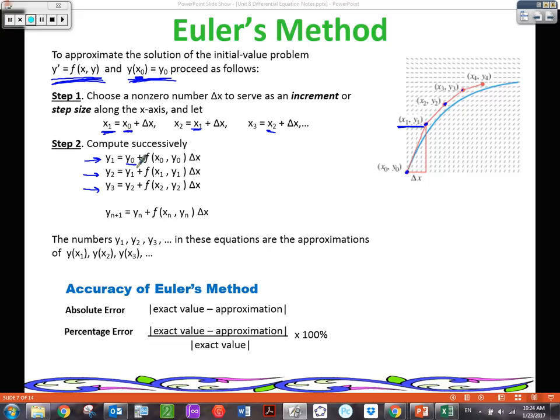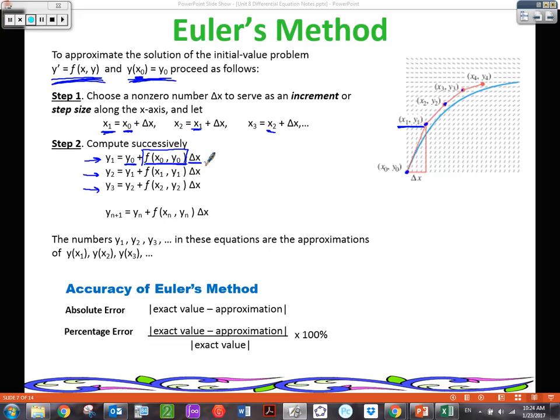So I use my previous y value. I put my previous x and y value in the derivative. This is the portion that is the derivative. I'm going to plug in my previous x and y value in my derivative, and then I'm going to multiply that number by the step, or delta x. That's the procedure that you do over and over and over again.